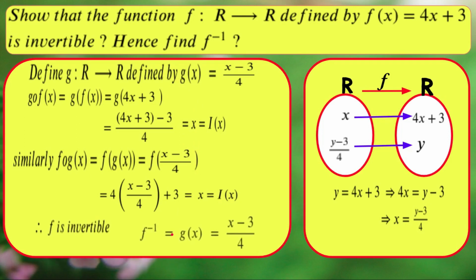So f is invertible and f inverse is g of x, that is (x minus 3) by 4. Problem വളരെ easy. So next problem.